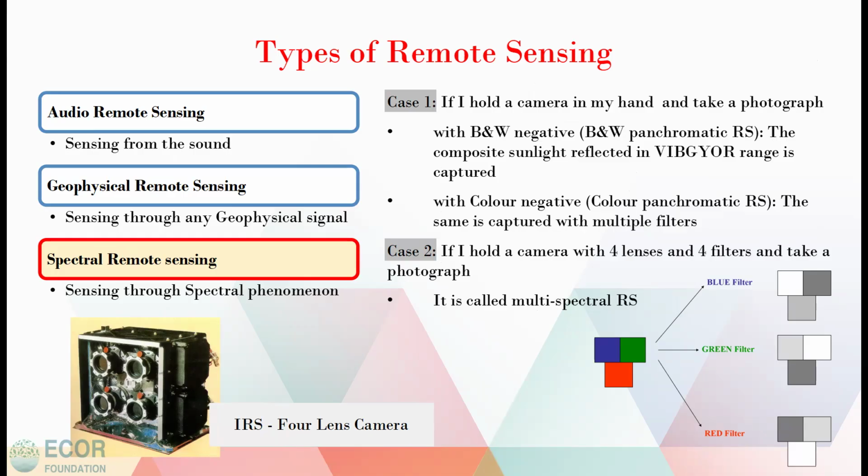Spectral remote sensing involves capturing light reflected from a surface using cameras and filters. So let's just have the example of two different cases. Case one, a regular camera with black and white or color film captures the light across the visible spectrum. Case two, a camera with multiple lenses and filters like blue, green, and red captures specific wavelengths. This is called multispectral remote sensing and helps us analyze different earth features like vegetation, water bodies, or urban areas, etc.